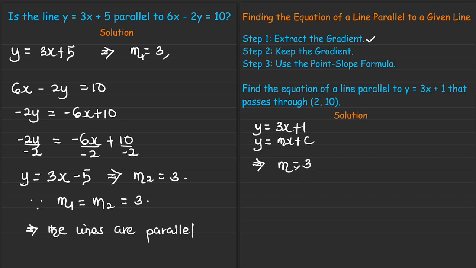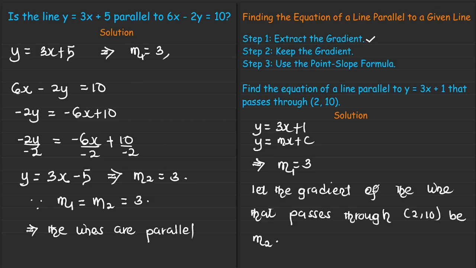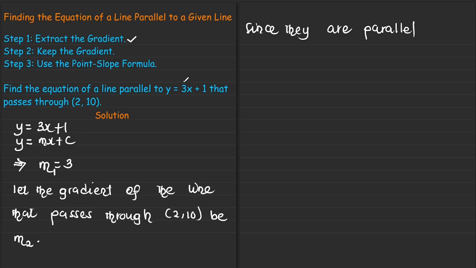Now we have extracted this gradient and we have to keep it. If this gradient is m1, since the two lines are parallel, let the gradient of the second line, the line that passes through the point 2, 10, be M2. Since they are parallel, it simply implies that M1 is equal to M2, which is then equal to what? 3. So with that, you have your M2 being 3, with your point being what?